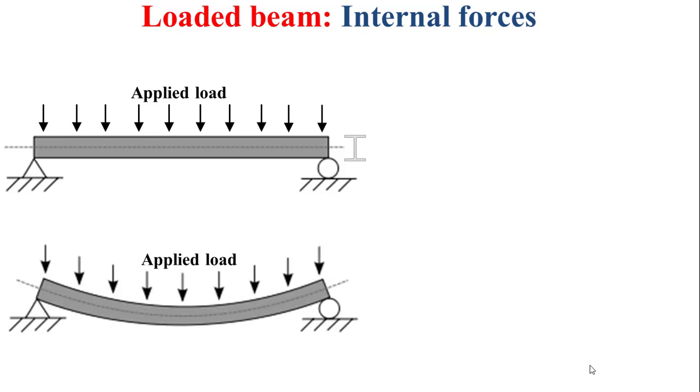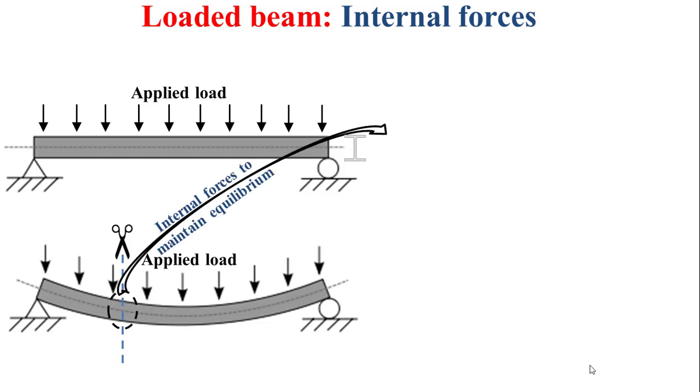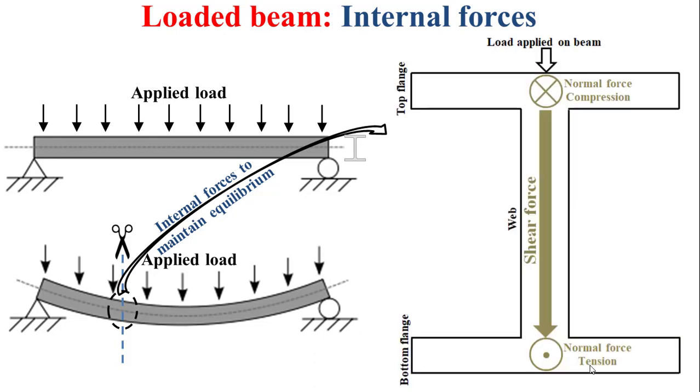This beam will be naturally subjected to bending, and if we examine a cross-section in this beam, we will find internal forces developed to maintain the equilibrium. These internal forces are the shear force applied parallel to the load, so the shear force is tangent to the cross-section, and we have also normal forces applied perpendicularly to the cross section.